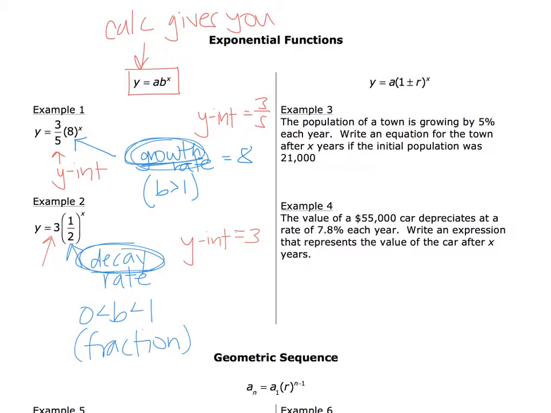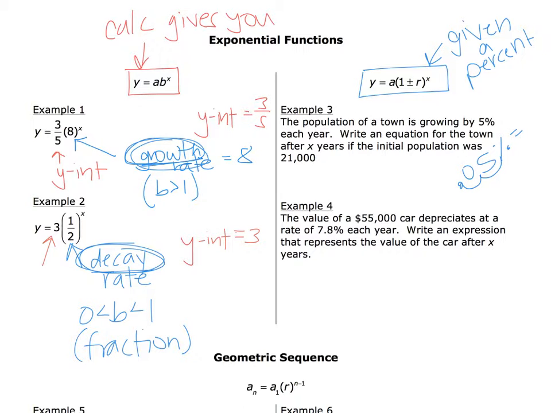Over on the right, we've got some actual word problems here, and you'll notice that we also have a different formula. This time we've got y equals a times 1 plus or minus r to the power of x. You will use this formula when you are given a percentage. Okay, so for example 3, it says the population of a town is growing by 5% each year. Just before we go any further, please recall that 5% is the same as, move that decimal twice, 0.05.